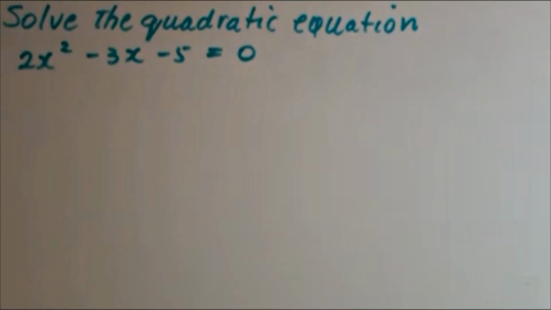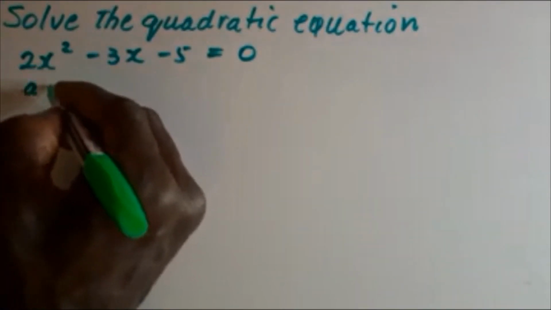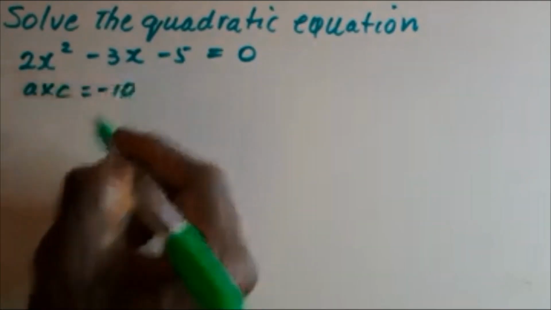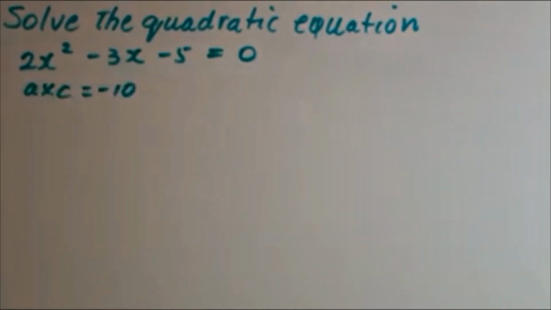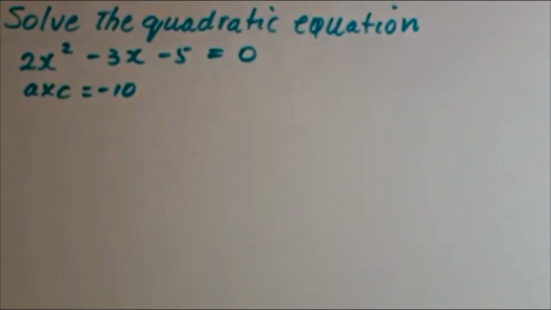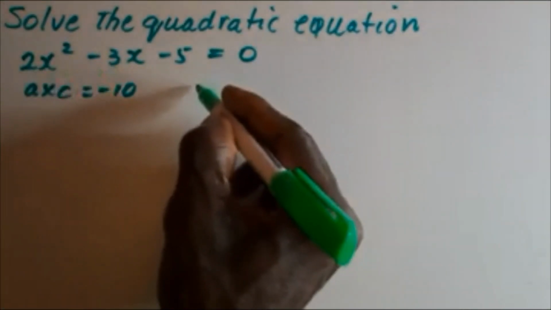2x squared minus 3x minus 5 is equal to 0. How do we solve this quadratic? We find the product of a and c, which is equal to negative 10. Now we're looking for two numbers that, when multiplied, will give us negative 10, but when added will give us the coefficient of x, which is negative 3.